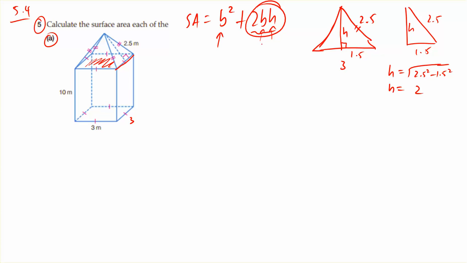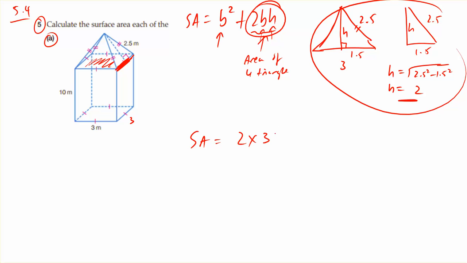Okay, so this represents the area of 4 triangles of a square base pyramid. Well, we have 4 triangles because if you count the areas, we've got 1, 2, 3, 4 triangles at the top. This is what we want. So the total surface area is 2 times base, which is 3. The base hasn't changed, it's 3. The reason why we did all this was just to work out what the height was, times the height, which is 2.